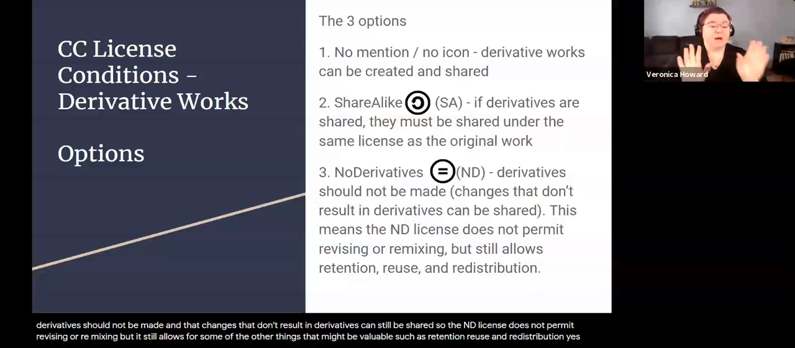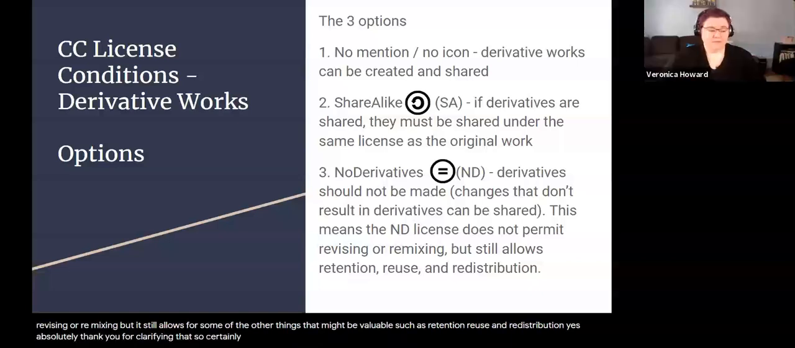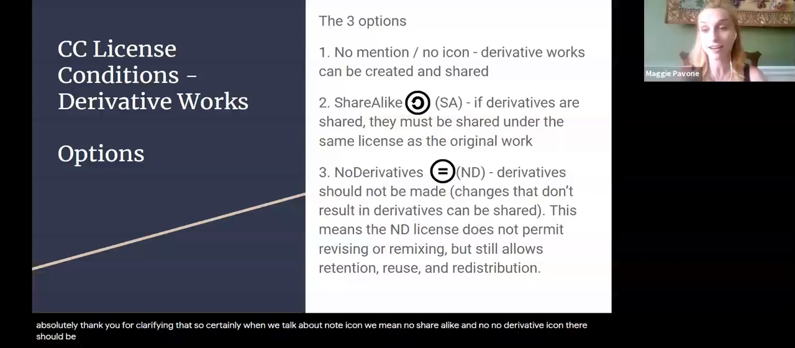I want to bring that up only because if the material has literally no licensing information on it, then you would assume, of course, that it is protected by all rights reserved copyright. Absolutely. Thank you for clarifying that. So certainly, when we talk about no icon, we mean no share alike and no derivative icon. There should be other icons likely there too, if we're going to continue with creating and sharing those derivative works.